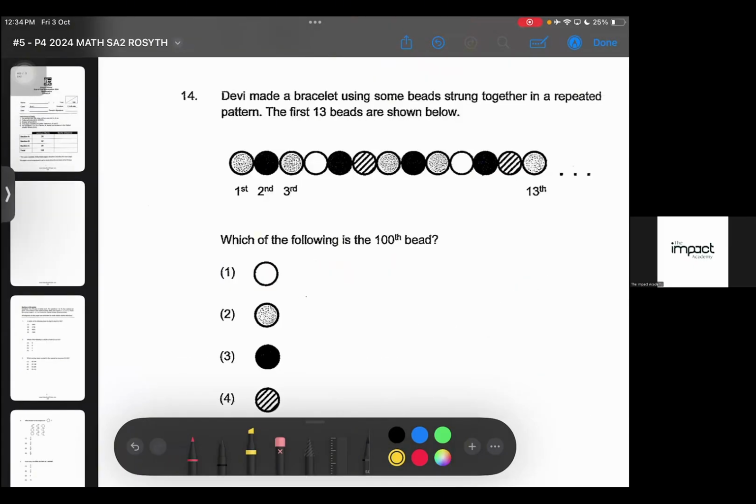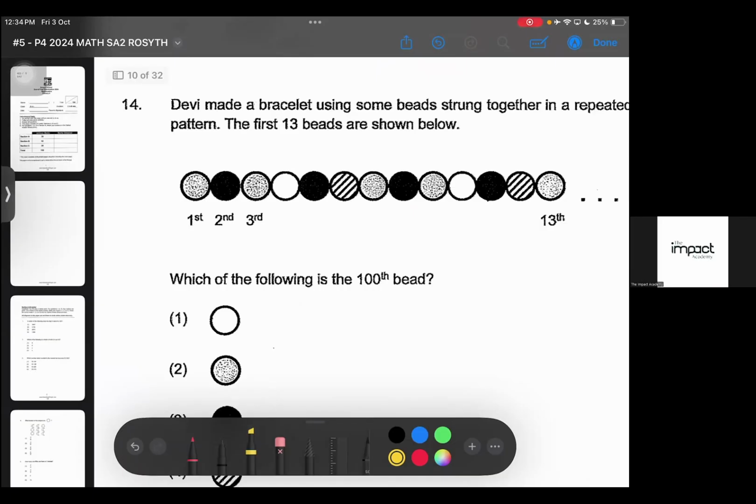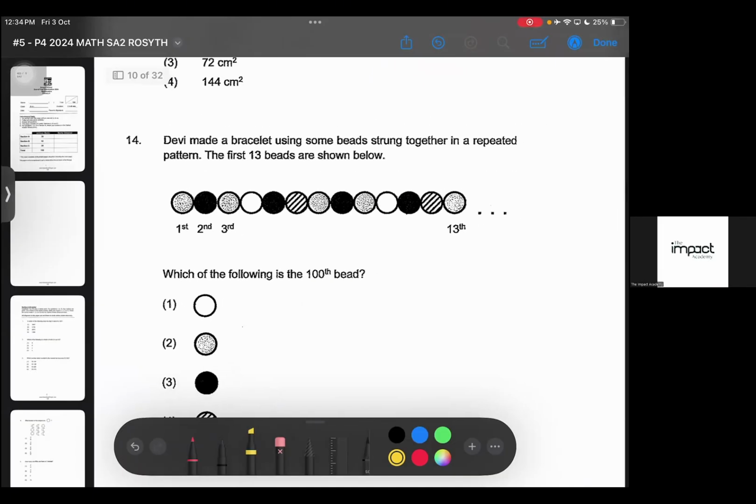Now, let's talk about the last question. Okay, you can see over here, it says that Devi made a bracelet using some beads strung together in a repeated pattern. So this is a bracelet with patterns, right? Whenever you see a question like that, this is 100% what we say is a pattern question.